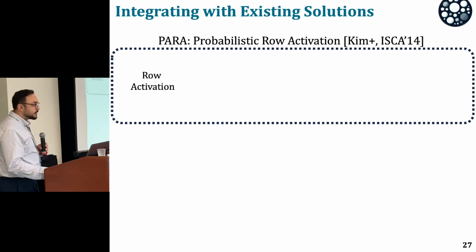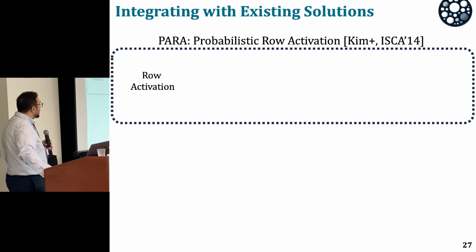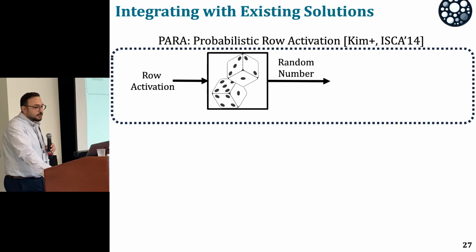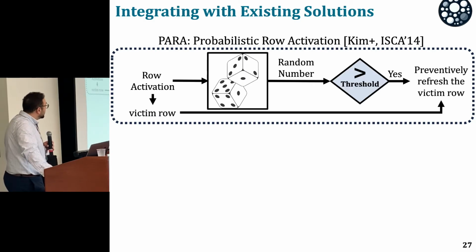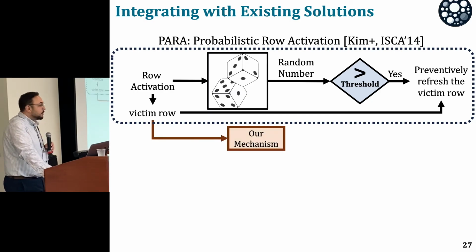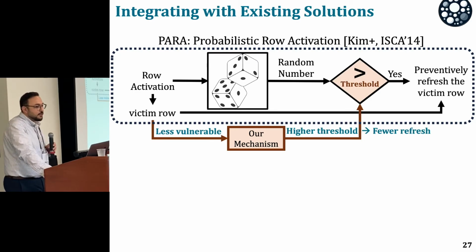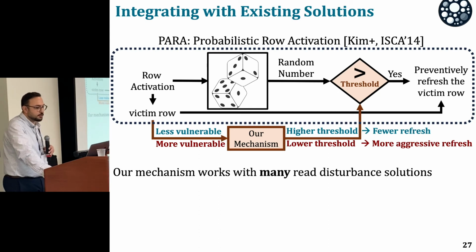several existing solutions. Here's an example of PARA. When a row activation happens, PARA generates a random number. This is a prior work. That number is compared against a threshold. And if the random number is larger than the threshold, then the preventive refresh happens. So basically, we provide the victim row information to our mechanism, and it dynamically changes the threshold value so that if the row is less vulnerable, it applies a higher threshold, leading to fewer refresh operations, and vice versa.